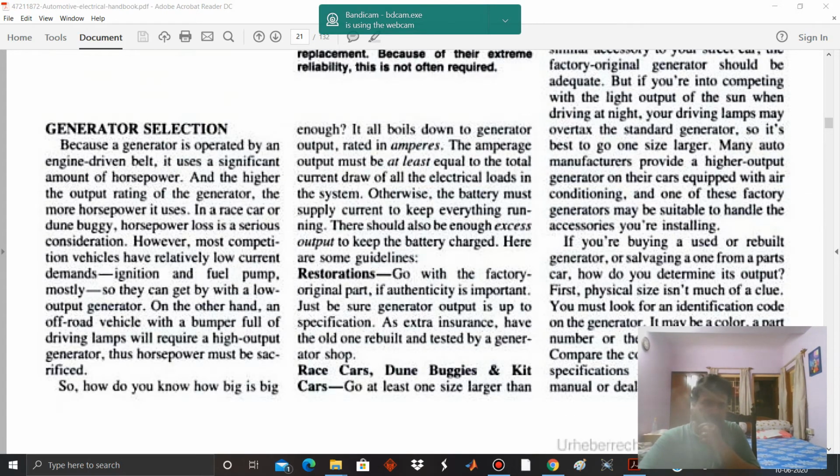So this is all about generator selection. You have to meticulously select the generator when you are employing it in an automobile. That is very important.